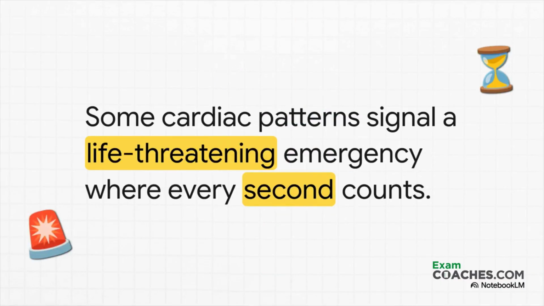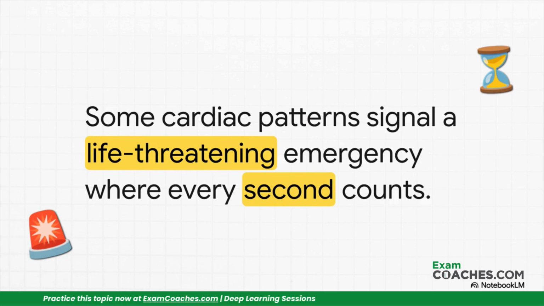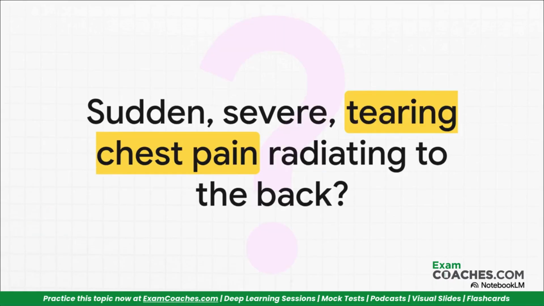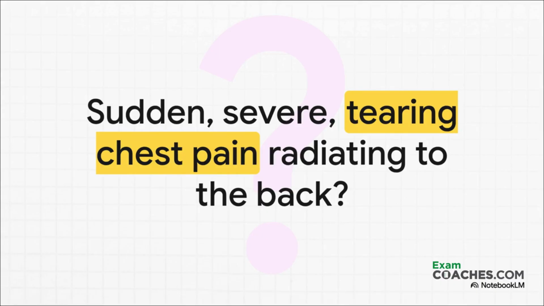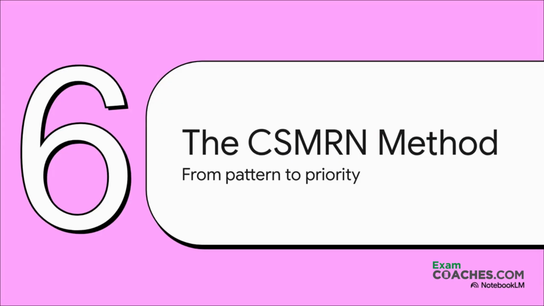Now, while every single cardiac issue is serious, there are some patterns that should make every alarm bell in your head start ringing immediately. These are the ones where every single second counts. Think about this one. This isn't the crushing pressure of a heart attack. No, this is different. This is a sudden, severe, tearing or ripping pain that goes straight to their back. This specific, terrifying pattern is the hallmark of a potential aortic dissection, which is a structural emergency of the absolute highest order. You see how this all comes together?